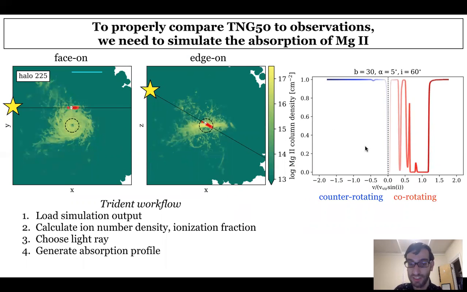So in this particular example, the gas along the sightline is clearly co-rotating with the galaxy at velocities that are near the virial velocity of the halo. So now that I've demonstrated the main analysis technique, let's take a look at some results.